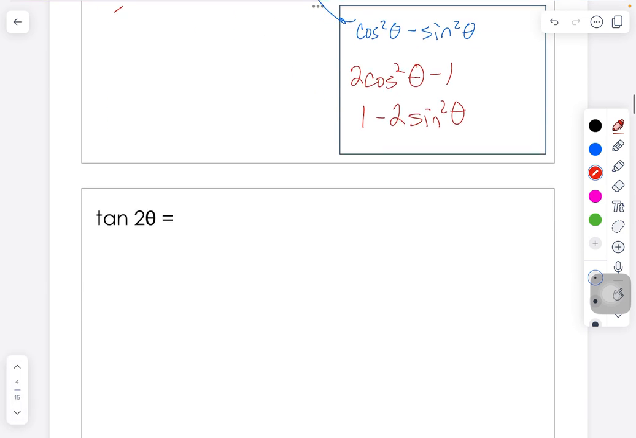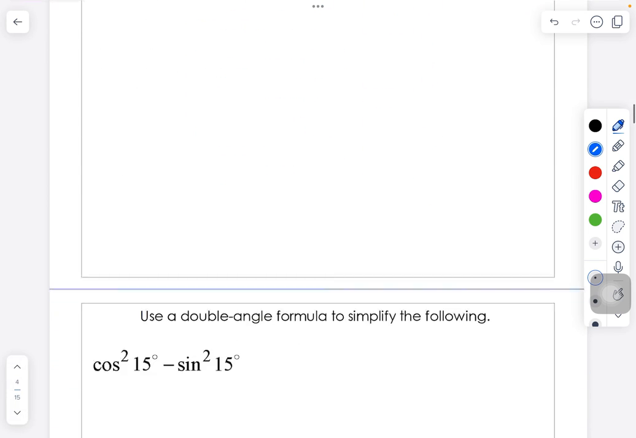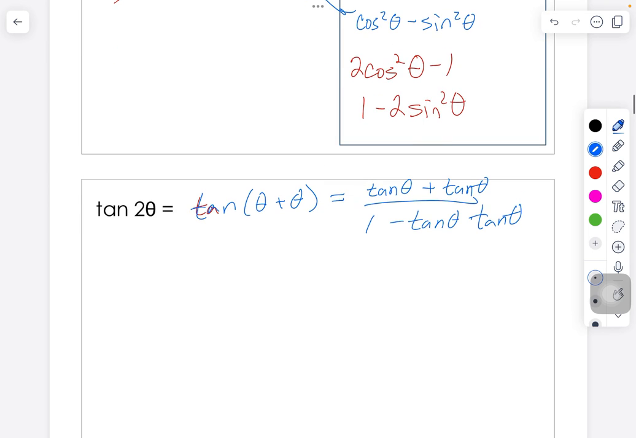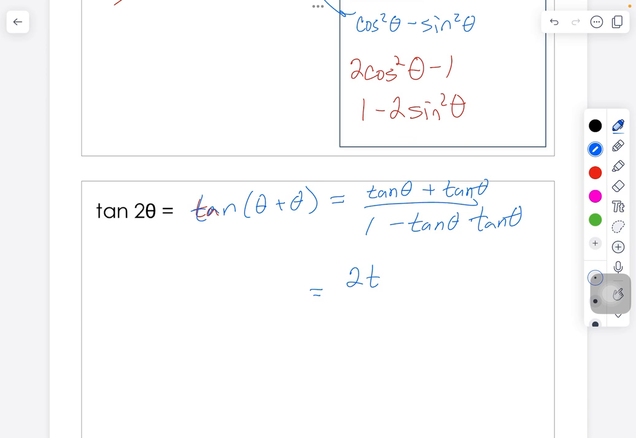Okay, tangent of 2 theta, I'm going to do the same thing. I'm going to write that as angle addition. Oh, color coding gone wild. Tangent of theta plus theta. So it was tangent of theta plus tangent of theta. I'm really looking at my angle addition, and then 1 minus the tangent of theta times tangent of theta. So on the two top ones, I can add them to get 2 tangent of theta over 1 minus tangent squared of theta.